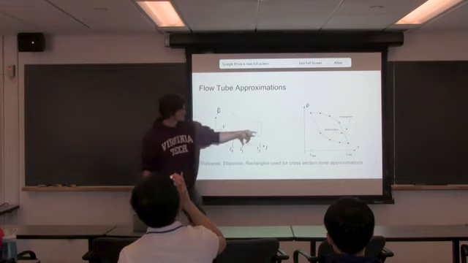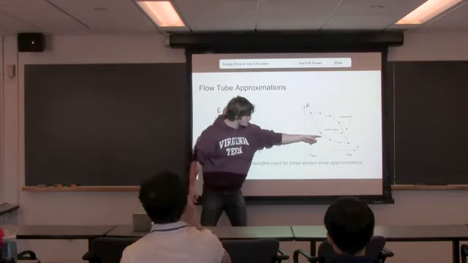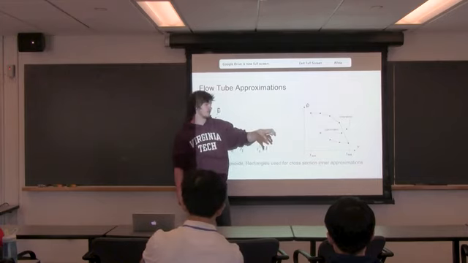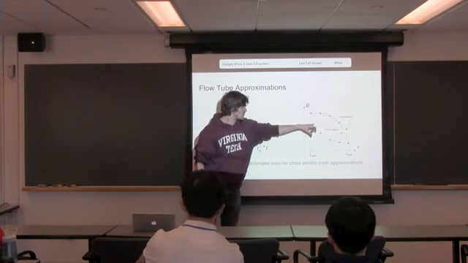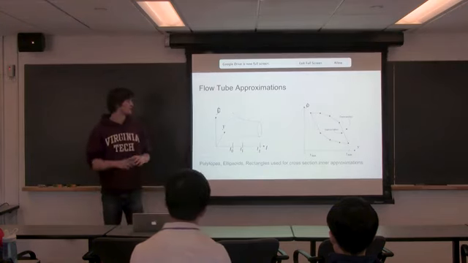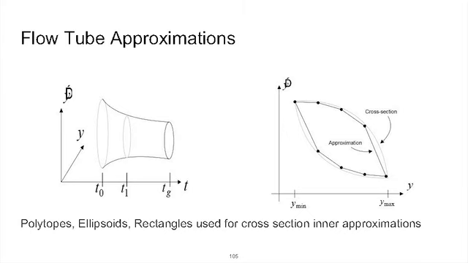An important point is to know that they're inner cross-section approximations. So as you see here, this would be your actual flow tube, but your approximation has to be an inner one because that guarantees that you're within the flow tube, but it means you may also miss some of the outer trajectories. If you want to compute a better approximation, you're going to get a better flow tube representation.